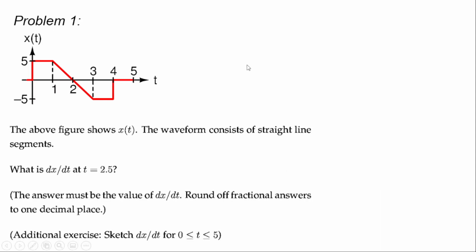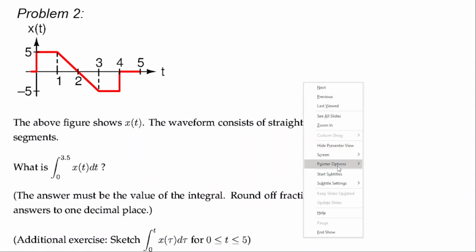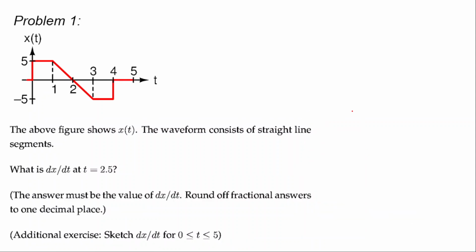The first graph is given. In the first problem, as shown in the graph in the above figure, we need to calculate what dx/dt is at time t equals 2.5. It doesn't necessarily have to be time; it can be any variable.